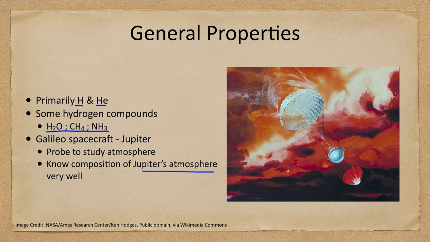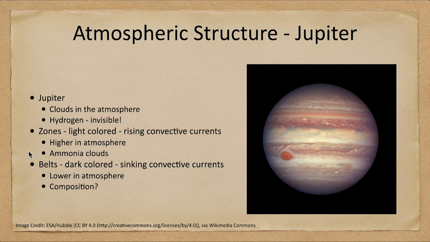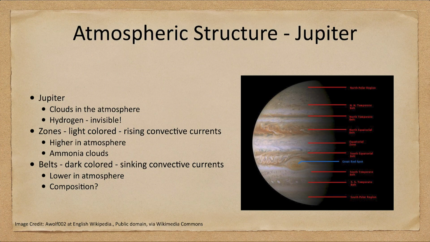So what do we see when we look at Jupiter? Let's go ahead and take a look here. Here's a nice image of Jupiter. We see it has a number of different belts and zones. So you will see different things labeled there. The belts are the darker areas, and the zones are the lighter colored areas.